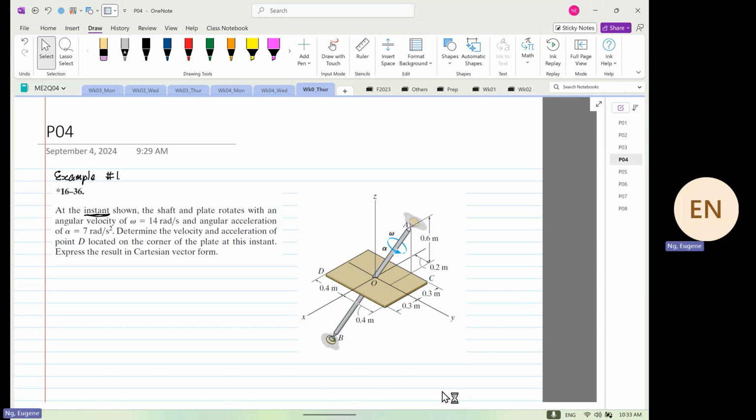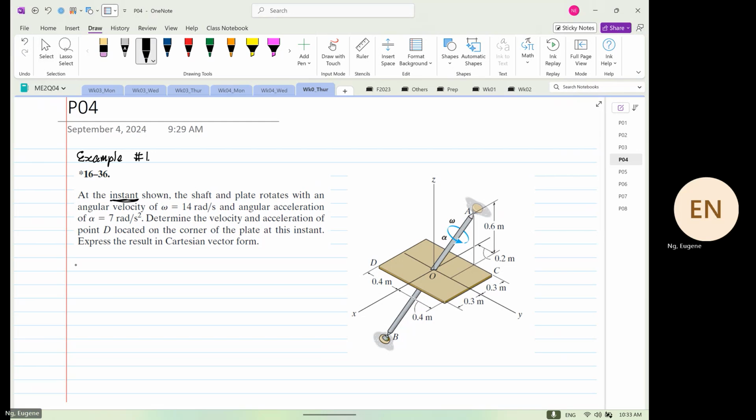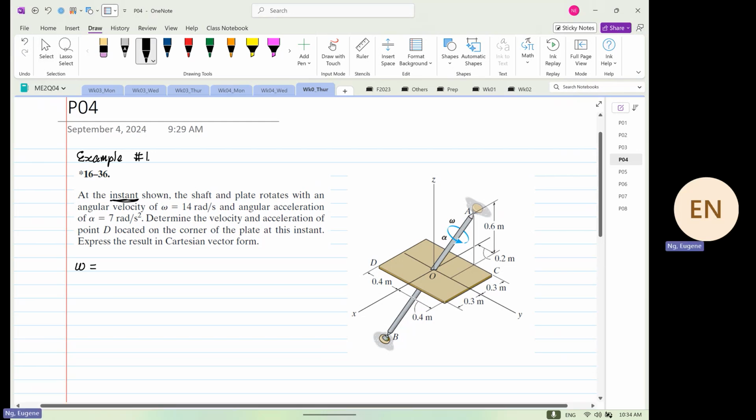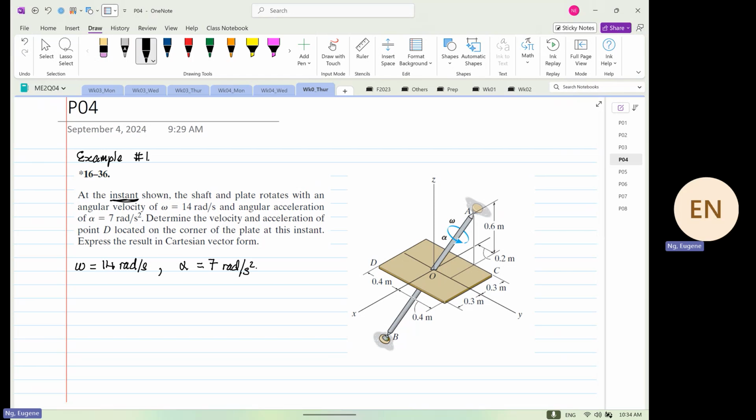Right. So what we know is, if the shaft and plates rotate with an angular velocity omega equal to 14 radians per second, so omega is rotating at 14 radians per second, and the angular acceleration alpha is 7 radians per second squared. Determine the velocity and the acceleration of point D.